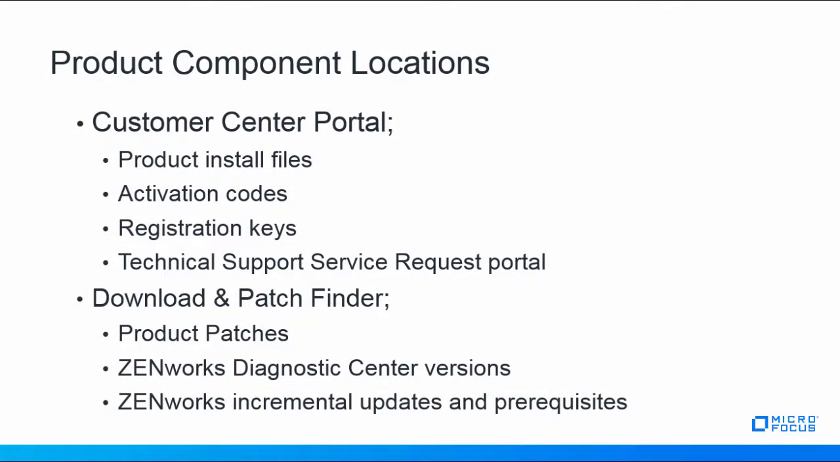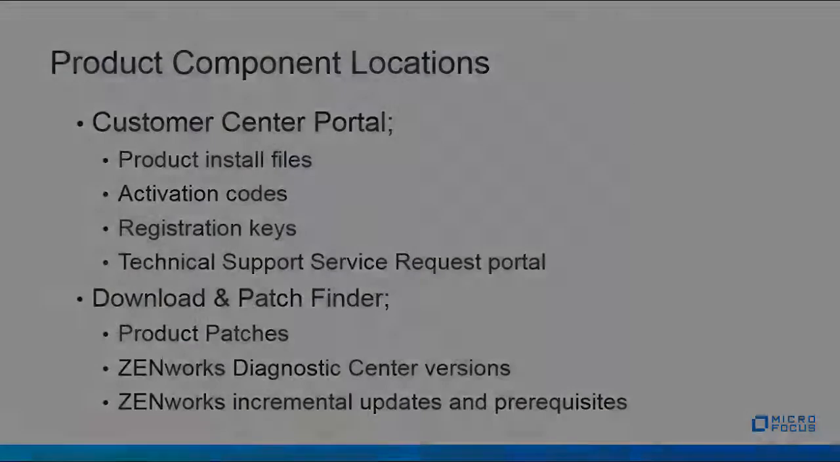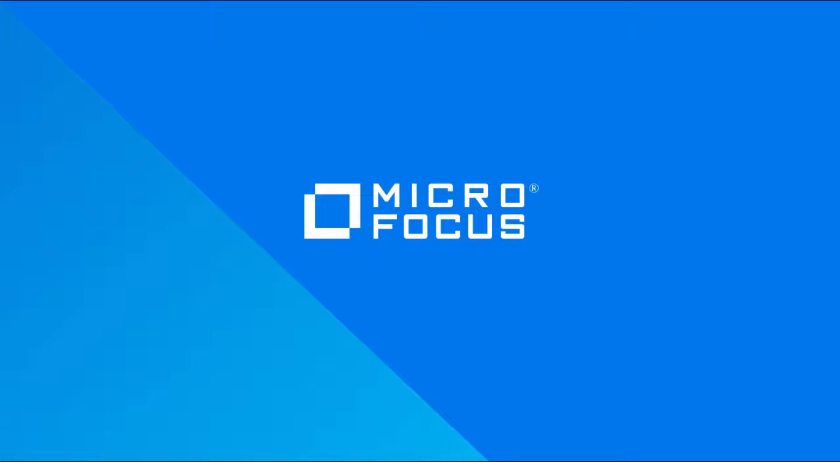Product component locations. You'll find in the customer portal the product install files, any prerequisite files, activation codes, and registration keys. You'll find under the Download and Patch Finder product install files and prerequisites, as well as Zenworks Diagnostics Center and Zenworks incremental updates. This concludes our Zenworks configuration management video on Zenworks 2017 appliance upgrade.